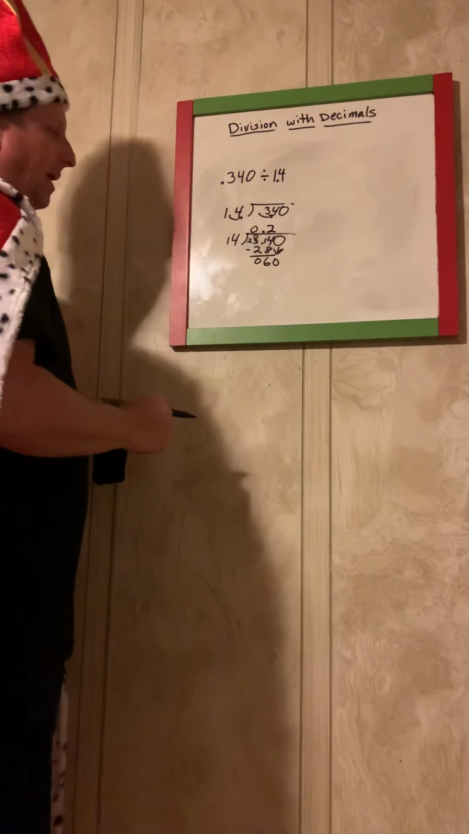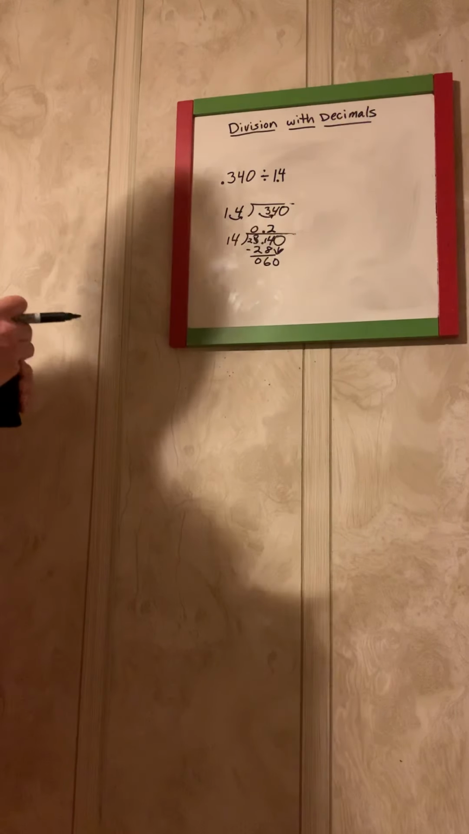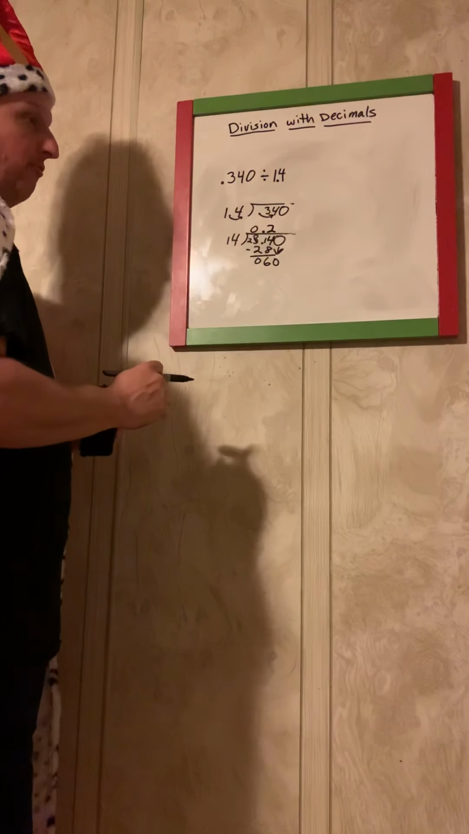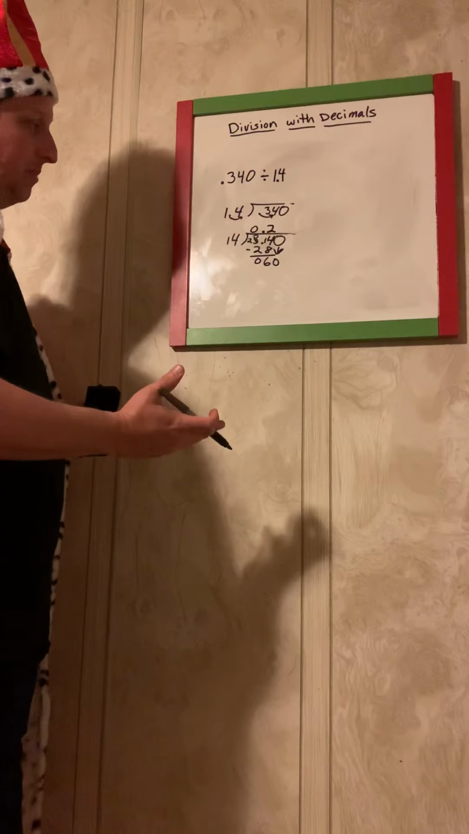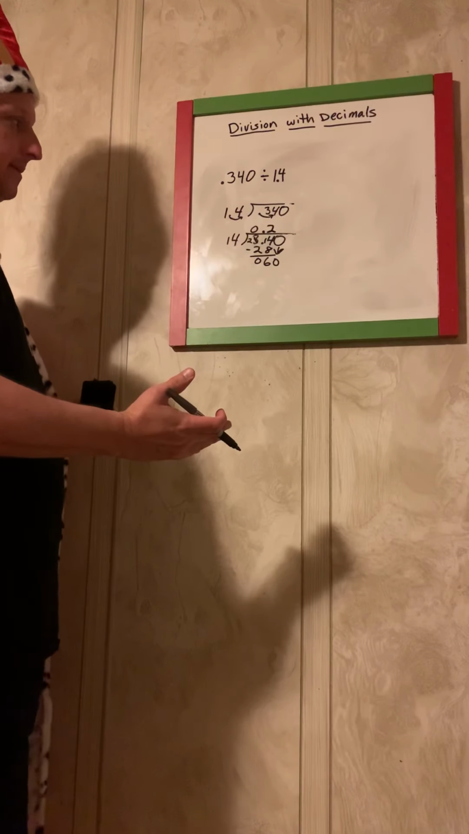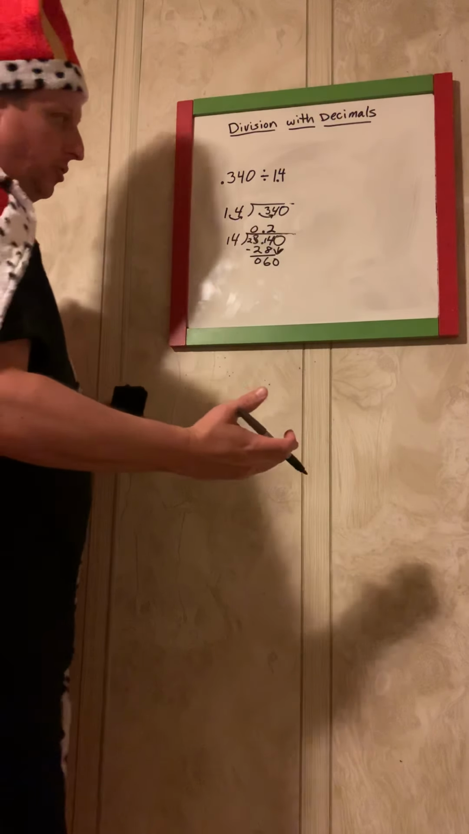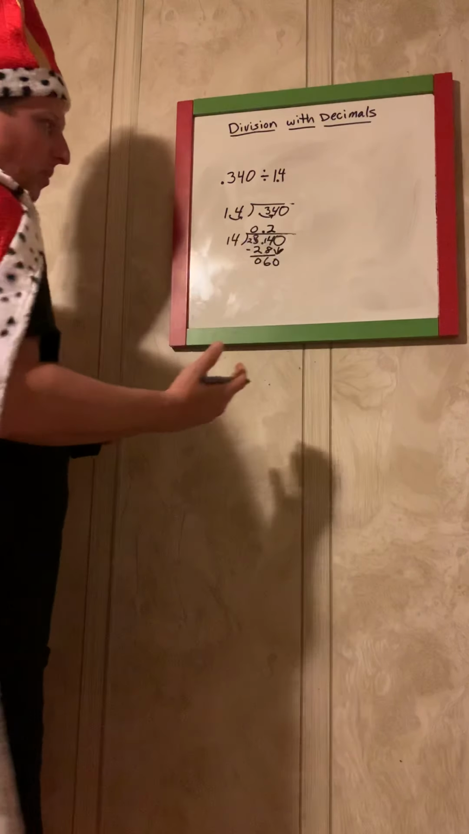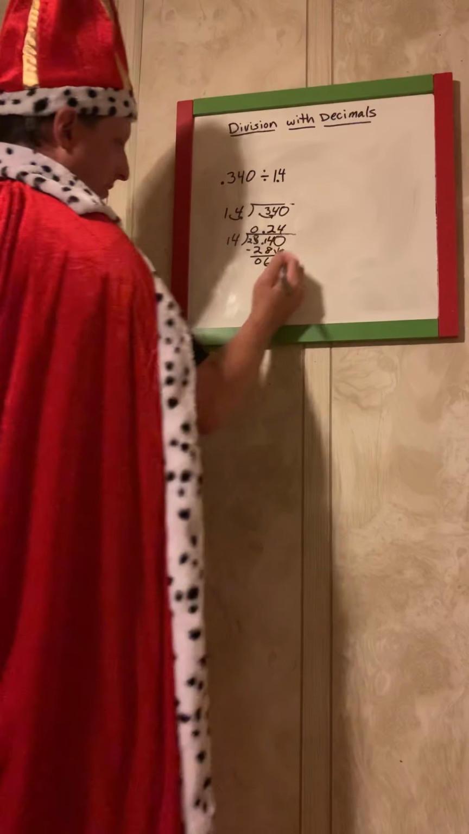Now, let's see. I want to do 14 into 60. 14 times 2 I know is 28. 14 times 3 is 42. 14 times 4 is 56. So I'm getting closer now, okay? 14 times 4 is 56. I know if I go up one more, that's going to be too much. So I'm going to say 4.